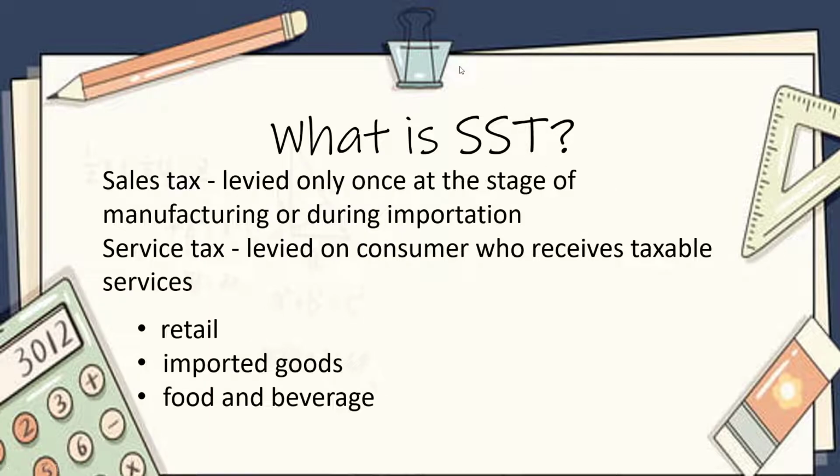Sales and service tax can be separated into two parts, which is sales tax and service tax. Sales tax is levied only once at the stage of manufacturing or during importation on an item, and service tax is levied on the consumer who receives taxable services. An example of services that can be taxed is retail, food and beverage, and hotel services. And an example of sales tax that can be imposed is on imported goods and items that are retailed.